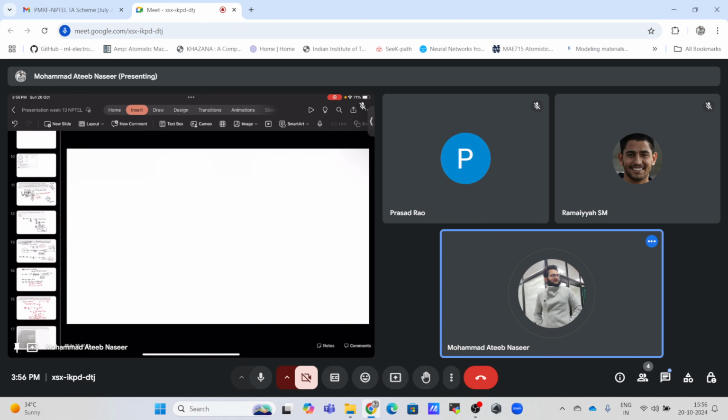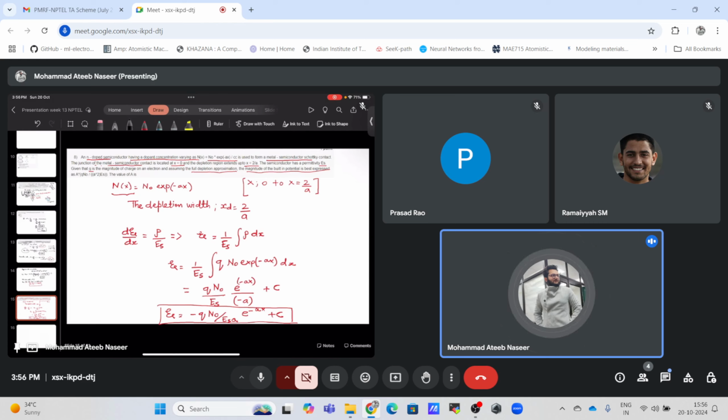The electric field expression we got, but there are some conditions on it. The depletion region ends at 2 by a. Don't we need the limits? Yes, absolutely, that's what we are doing. I did the integration without the limits and added the constant term c for this. Now we will put the limits on the same expression. I did it purposely like this.